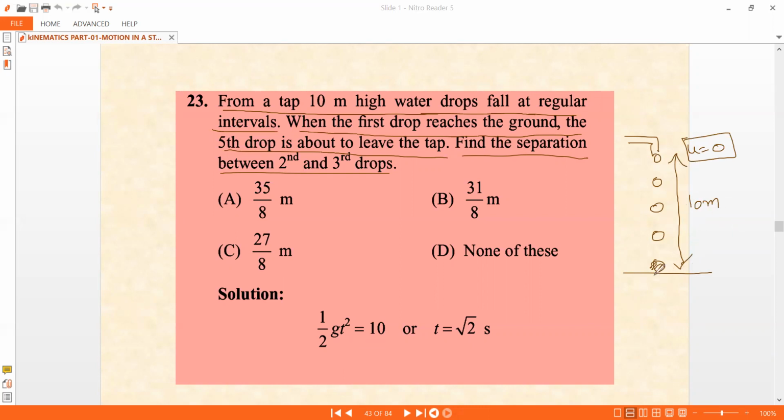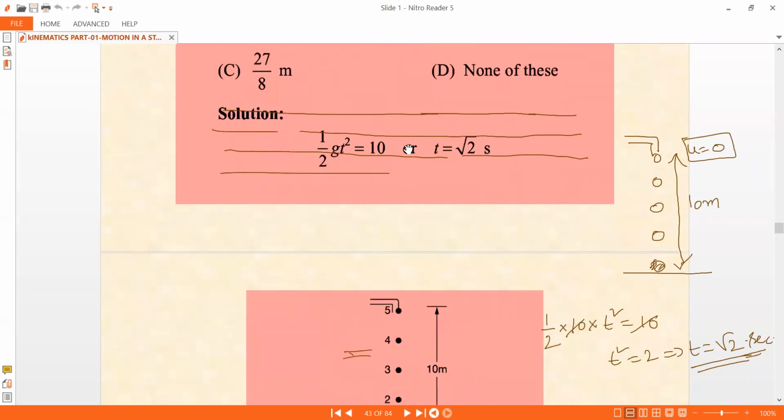Now see what time it takes for the first drop to reach the ground. That is half g t squared equal to 10. Half g is 10, and t squared is equal to 10. So you can cancel 10 on either side, and t squared happens to be 2. The time it takes for the first drop to reach the ground is √2 seconds. Now let's move on to the next part of the problem.